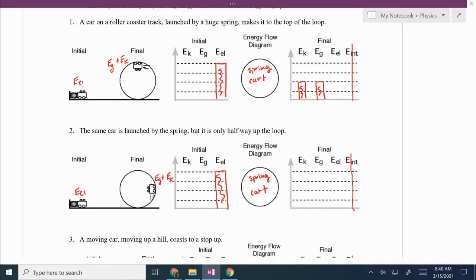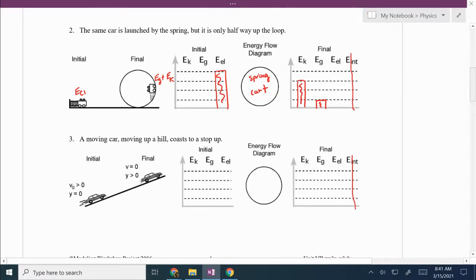And then at the end, I need to think about this. The cart's not quite as high, so that means it's not going to have quite as much gravitational energy. So I'm going to just put 1 bar in gravitational energy. However, it still needs to add up to 4, because it's got to add up to the number of bars that I had in the elastic energy. So it's going to have 3 kinetic then. And that actually makes sense because it's probably going to be going a little bit faster, because as that cart goes up the ramp, it's going to slow down. Since it's not all the way up at the top, it'll probably be going a little bit faster. So that ultimately makes sense as well.